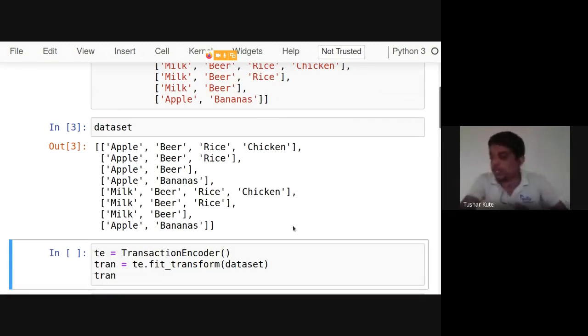So see how to do this one. I'm converting this data set, which we have over here, into a structured format. See, the data set, all those items, 8 transactions.